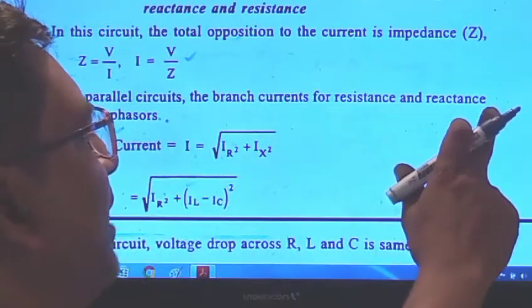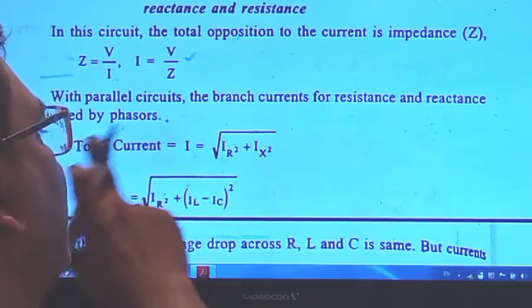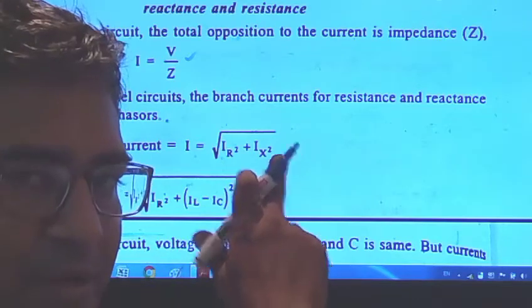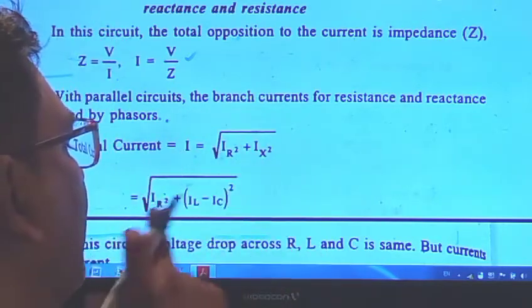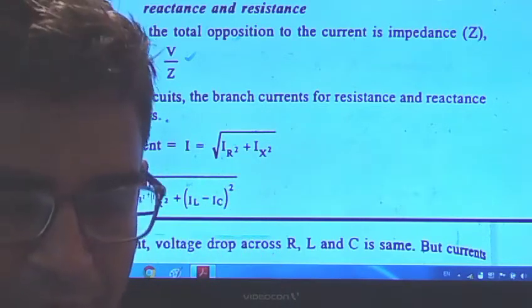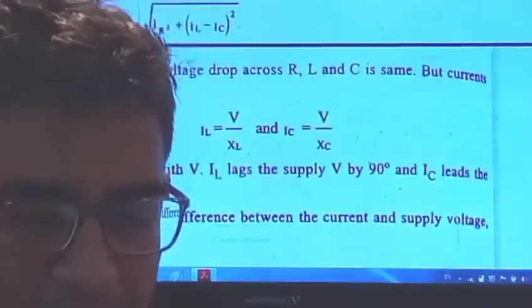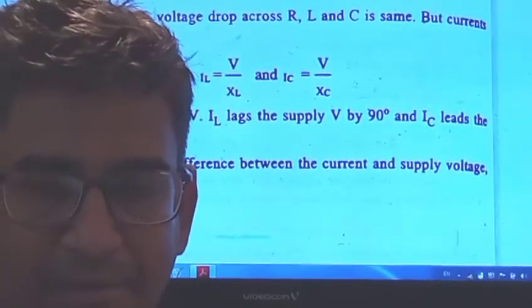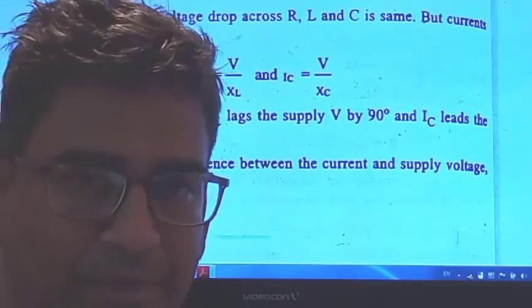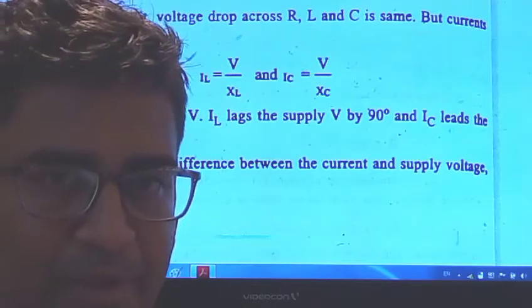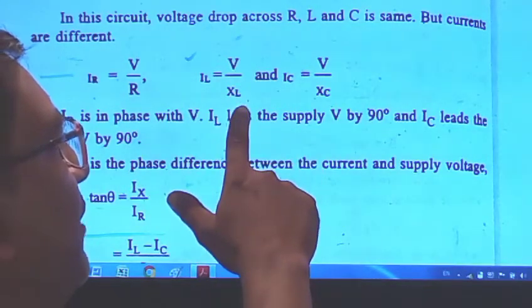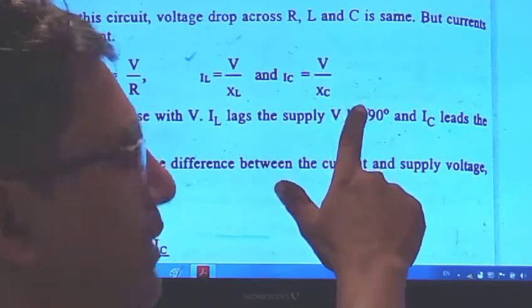In a parallel circuit, the branch resistance and reactance currents are added by phasor. The total current I is equal to the square root of IR squared plus IX squared, that is, the root of IR squared plus (IL minus IC) squared. If we separate the currents through the resistance, inductor and capacitor, then IR is equal to V upon R, IL is equal to V upon XL, and IC is equal to V upon XC.